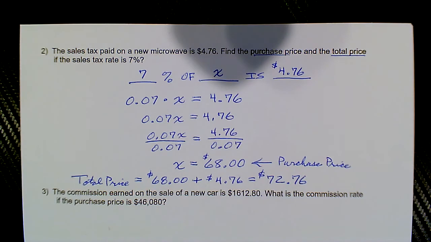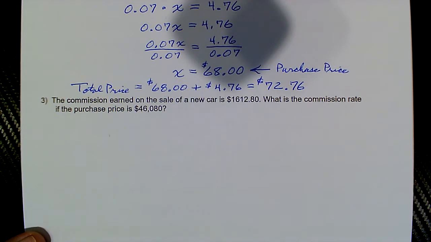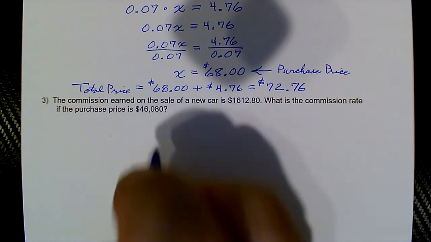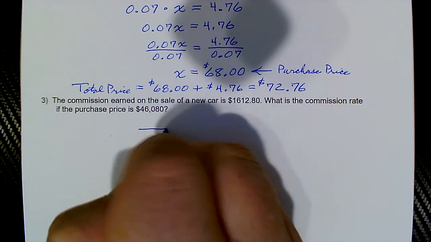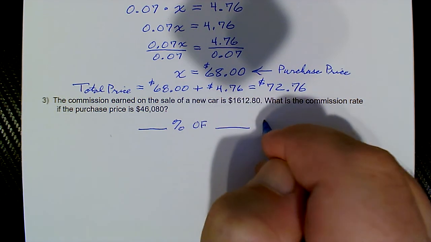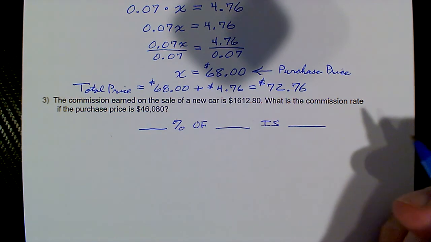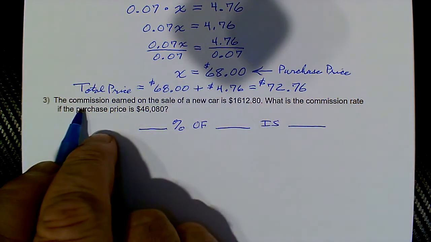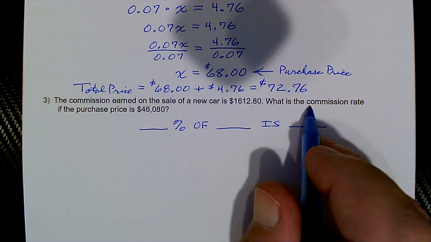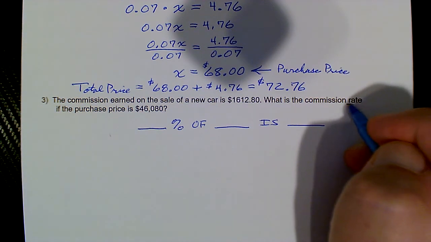Okay, so two more examples. We've got a commission problem here, but they're all just basic percent problems, so hopefully you like the equation method, because it works wonderfully. Blank percent of blank is blank. And we'll read the problem. Commission earned on the sale of a car is $1,612.80. What is the commission rate? Remember, the rate is the percent.